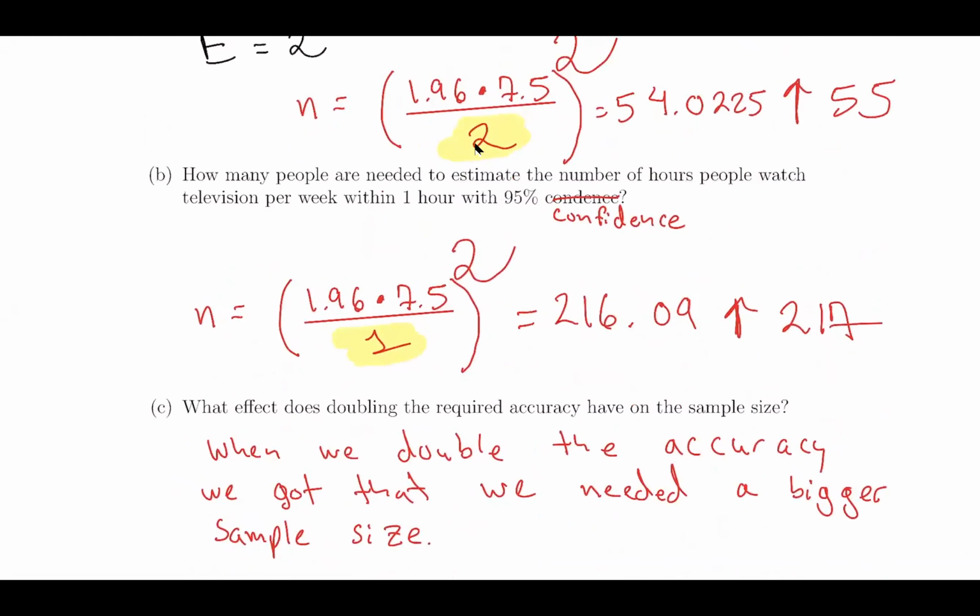So if you look at part A, we had a margin of error of 2. So that's how accurate we want it to be. But in part B, we have a margin of error of 1. So this is more accurate. For part B, we actually doubled the accuracy because we went from an accuracy of 2 to an accuracy of 1 hour.